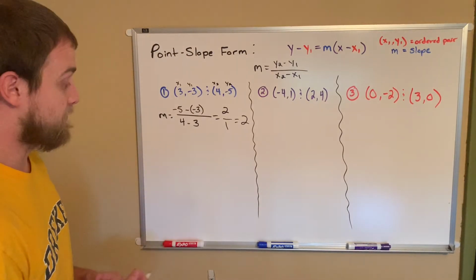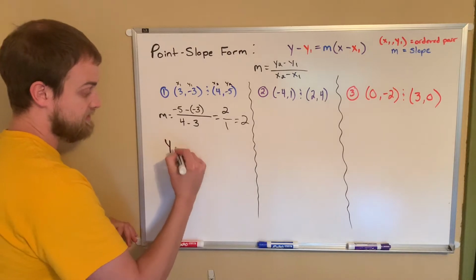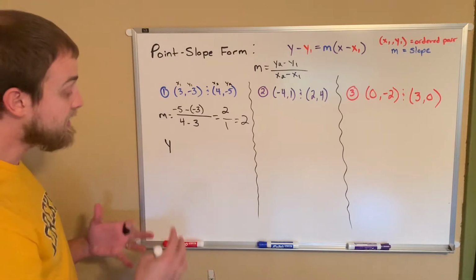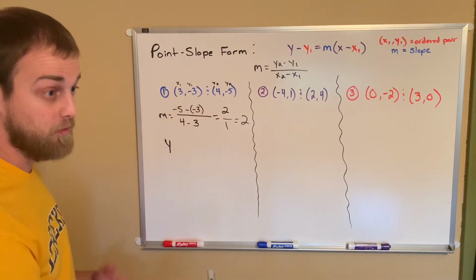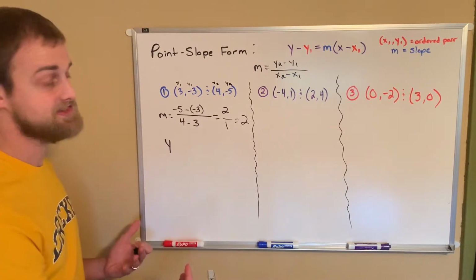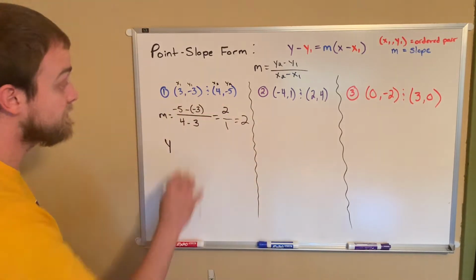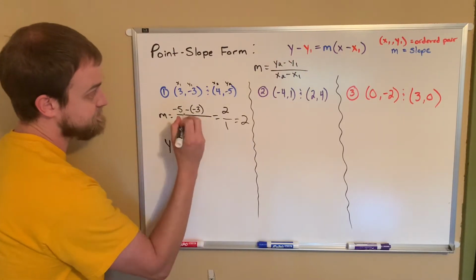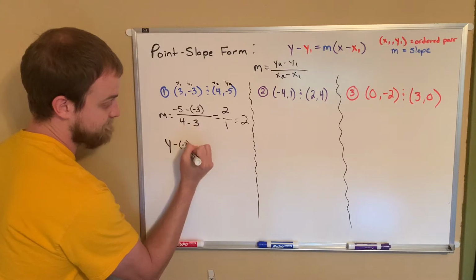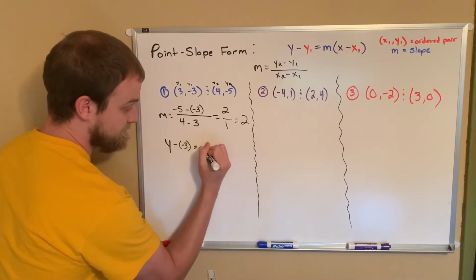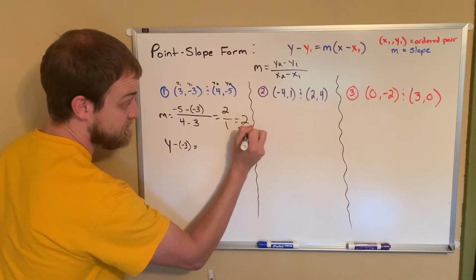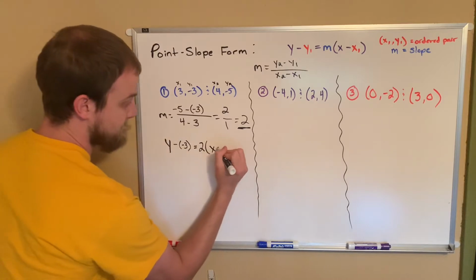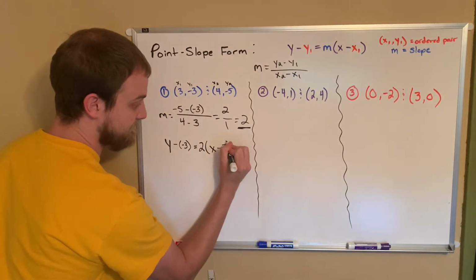Now, we're ready for point-slope form. So here we go. Y minus. Now, here's the cool part. We can use either ordered pair. But if we use a y value from one ordered pair, we need to use the x value from that same ordered pair. We can't intermix them. So let's do the first one here. So it's y minus y sub 1. So y minus my y sub 1 is negative 3 equals my slope I found to be 2 times the quantity of x minus x sub 1, which is 3.